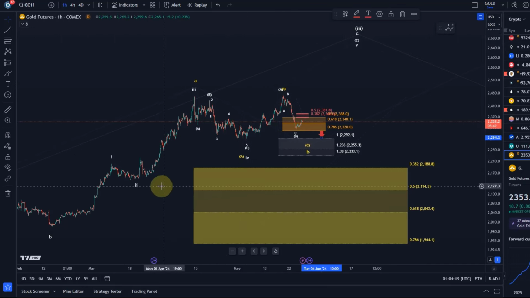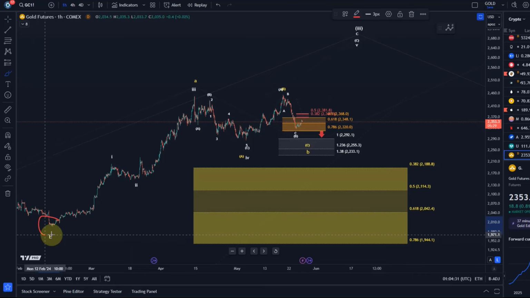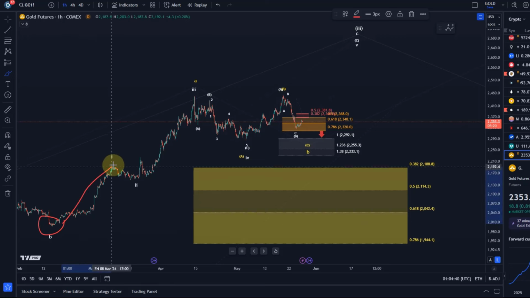But the idea is still that we are working on a C wave to the upside, wave C, which started in February 2024. So we have here this B wave low, and I'm looking for a 5-wave move to the upside in the most simple wave count that I've got here. In this scenario, we have a wave 1 to the upside, which topped in March this year. Wave 2 to the downside, which bottomed also in March, around 2150.